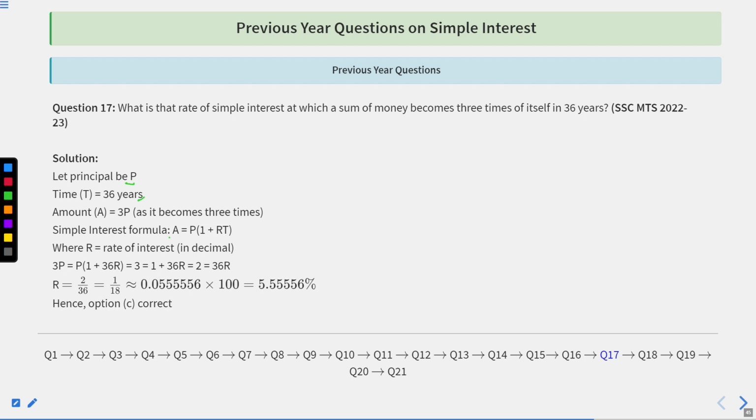So the simple interest formula is A equal to P into (1 plus RT), where R is equal to rate of interest in decimals. So 3P equal to P into (1 plus 36R), so 3 equals 1 plus 36R, that is 36R equals 2. So when you simplify this, you will have R equal to 2 upon 36, which is equal to 5.55556%. So the option correct here is option C.